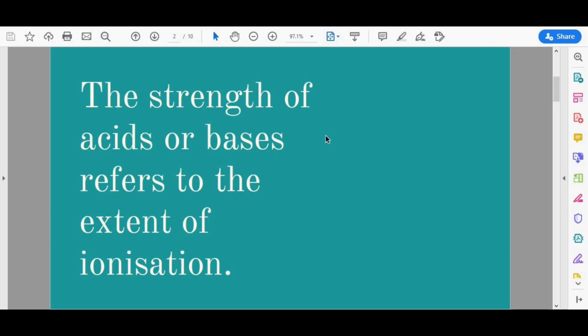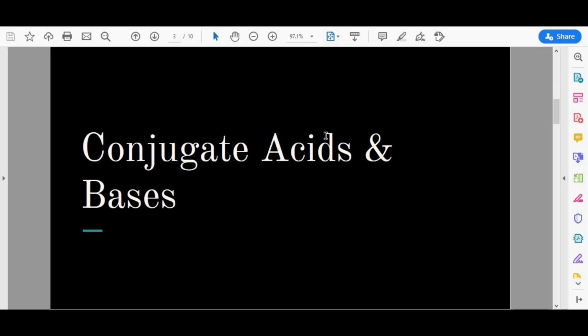So last week I gave you a list of strong and also a list of weak acids and bases. Obviously the stronger ones ionize way better in water as compared to the weaker ones. But both weak acids and bases, as well as strong acids and bases, can be concentrated or they can be diluted in water as well. But that's not the focus for this session. The focus of this session is on conjugate acids and conjugate bases.